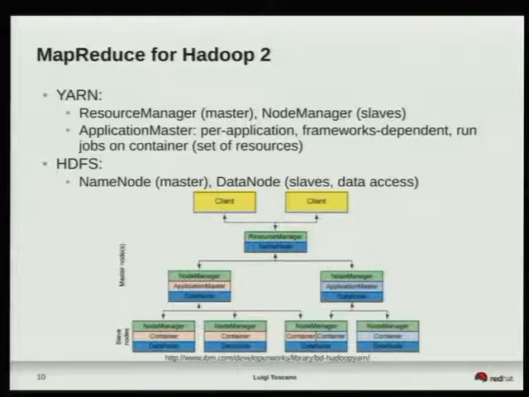So the green part is basically the YARN part, plus the application master, which is per application. We can see that this application master is executing things here and partly here, and this application master is executing the application here and partly here. And here we have the execution slaves, again with the slaves of both parts, the node manager and the data node.